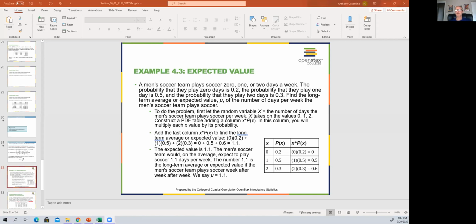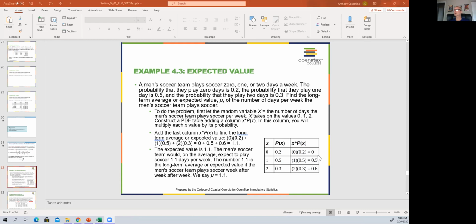So let's walk through this example. This is not from the book, but this talks about a team's soccer games and the probability of playing 1 game, 2 games, or 0 games in 1 week. And you could see the probability of 0 games is 20%, 1 game is 50%, and 2 games is 30%. Converting that to decimal, that is our probability. And here are our random variables, and it's just playing soccer 0 days, 1 day, or 2 days a week.